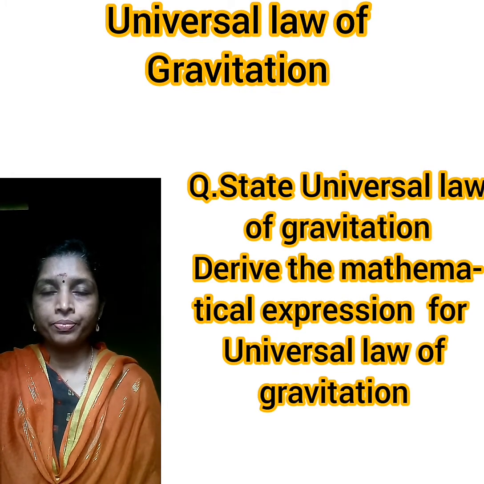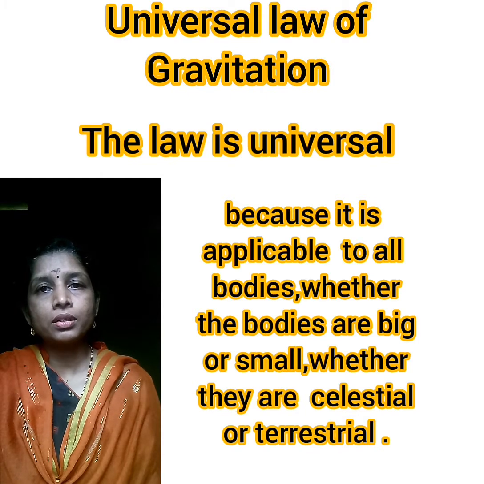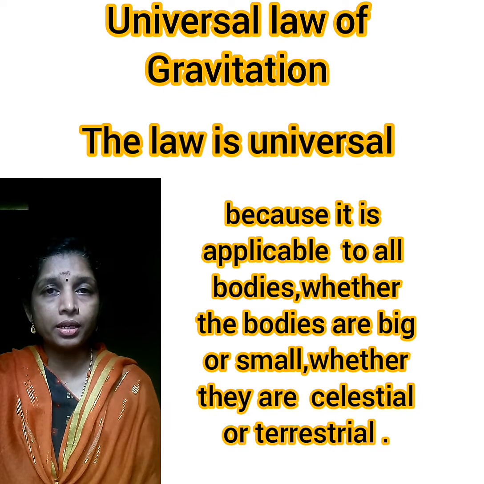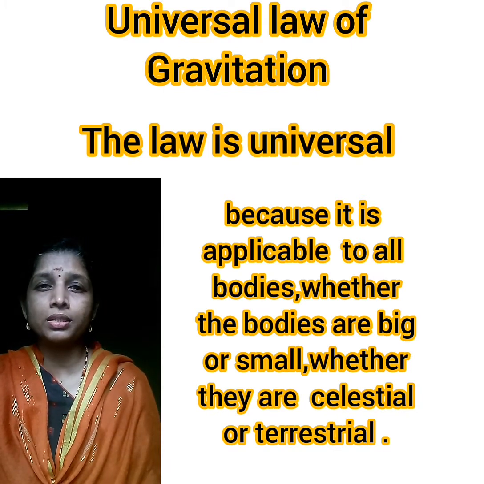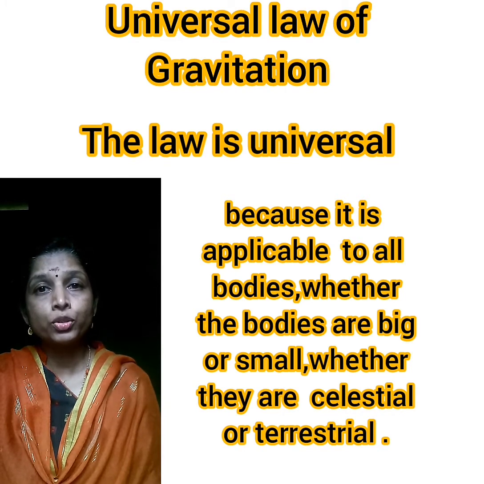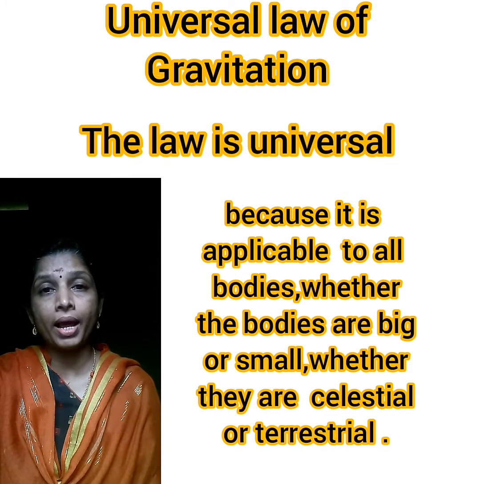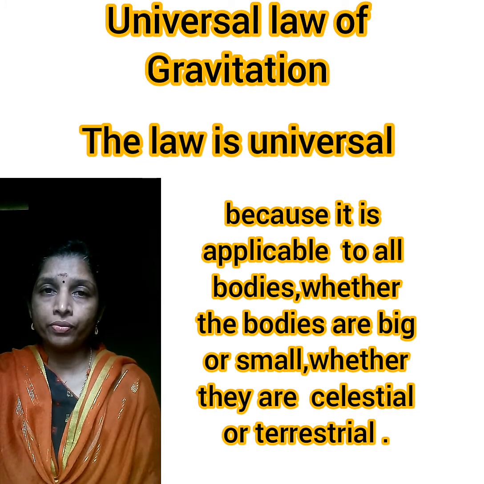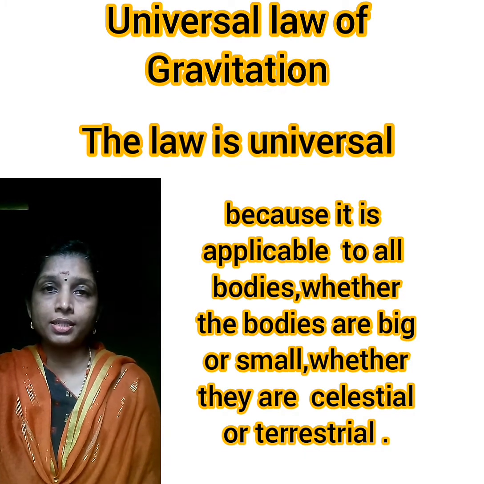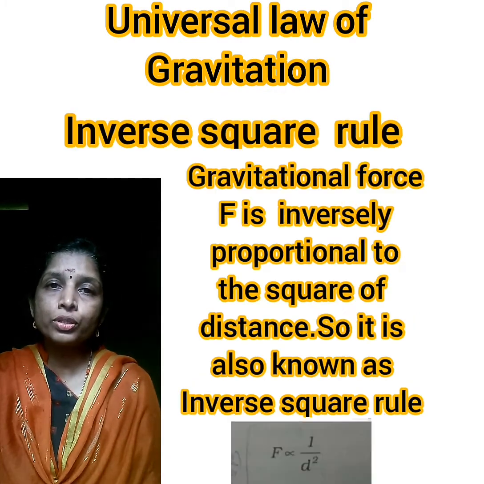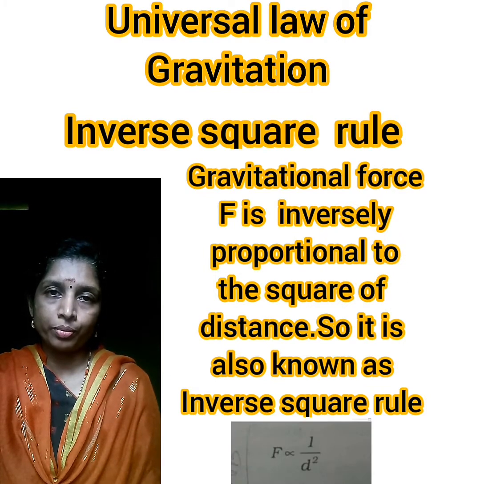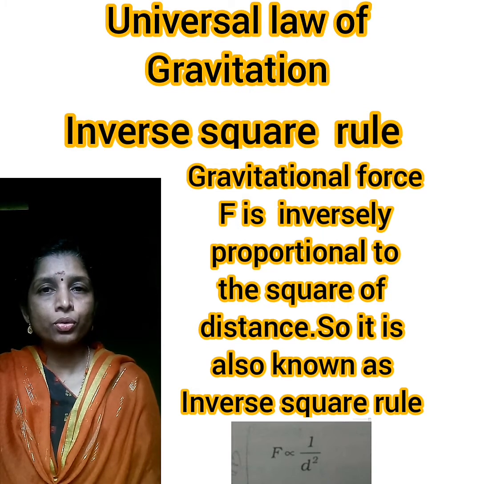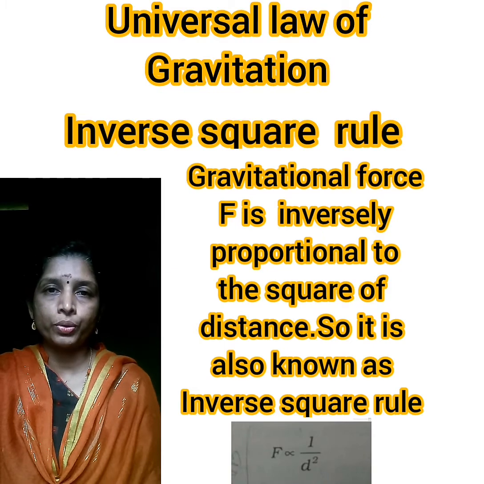It is usually asked. Now this law is universal because it is applicable to all terrestrial and celestial bodies, whether minute particles like atoms or molecules, or bigger objects in the universe like planets and stars. And this law is also known as the inverse square rule because F is proportional to 1 by d square.